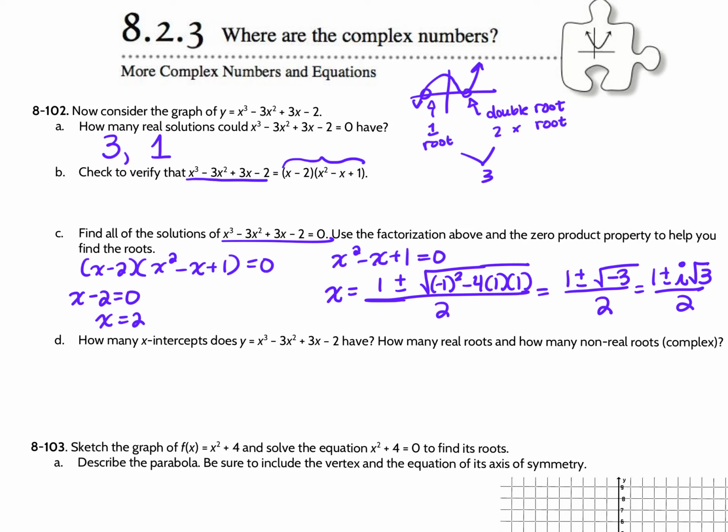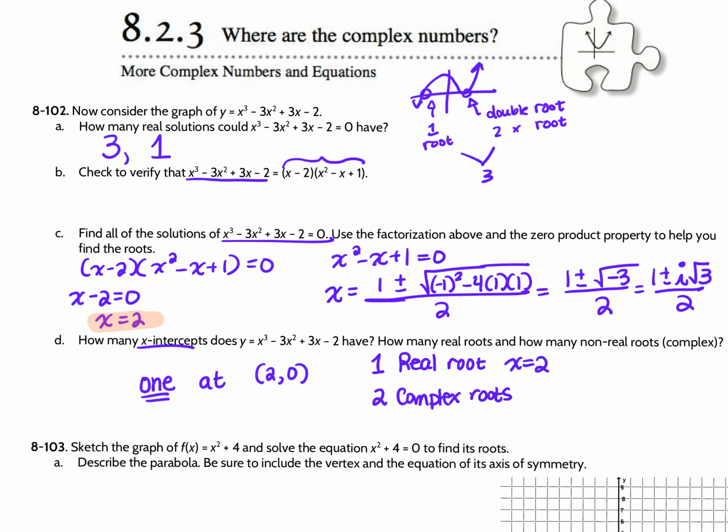So when we ask ourselves how many x-intercepts will that graph have, well, it's only going to have 1 x-intercept at 2, 0, based on what we did up above, where you see x equals 2. And then how many real roots and how many non-real roots. So it'll have 1 real root, and that's x equals 2. And it's going to have 2 complex roots. And that's the 2 that we found up above, where x equals 1 plus or minus i radical 3 over 2.